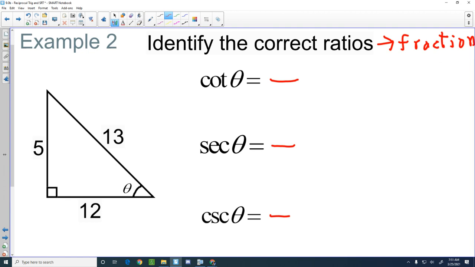So just identify those three fractions, those three ratios for those trig functions.